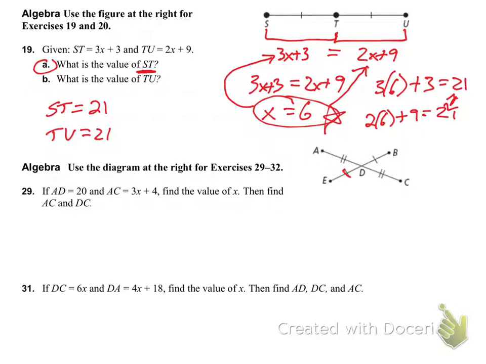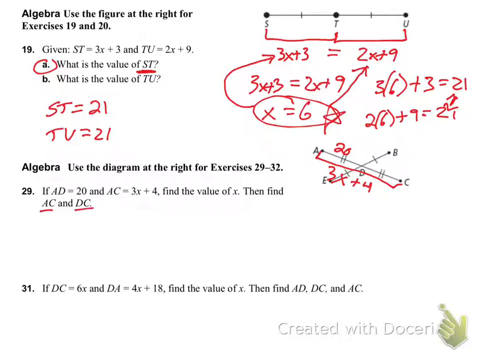So knowing that, if AD, right here, is equal to 20, and AC, meaning the whole thing, is equal to 3x plus 4, we need to find the value of x. Then find AC and DC.